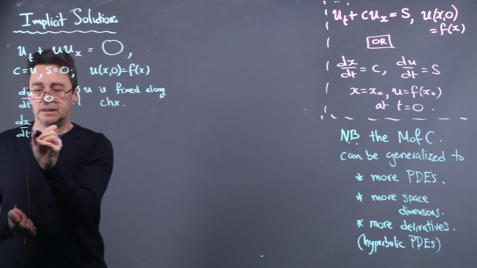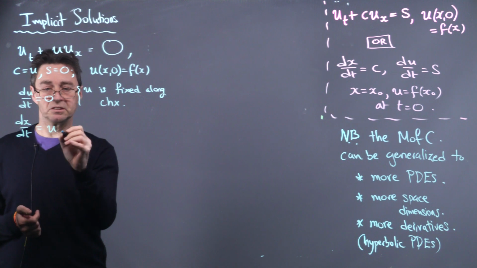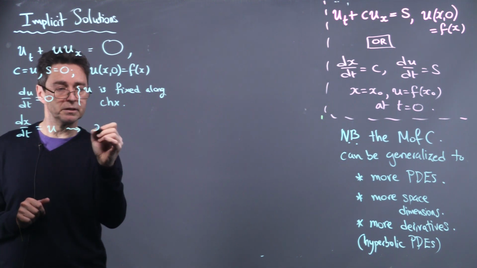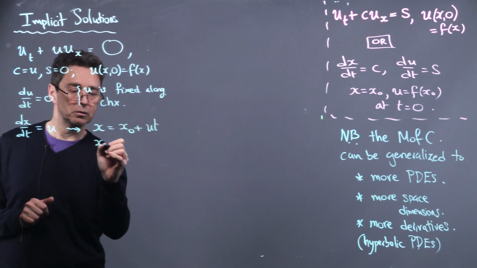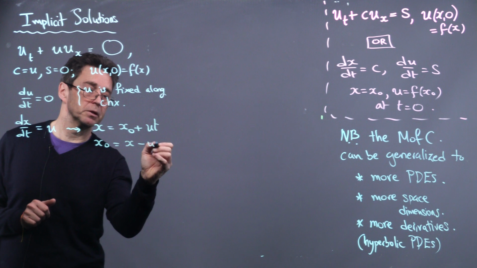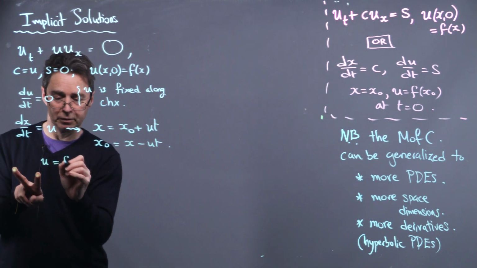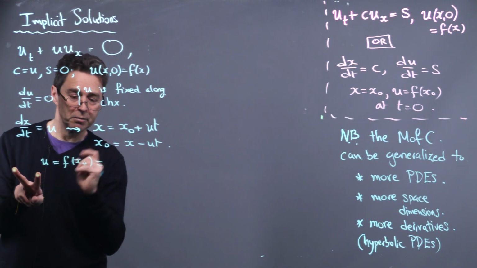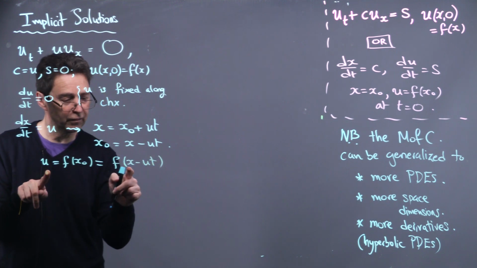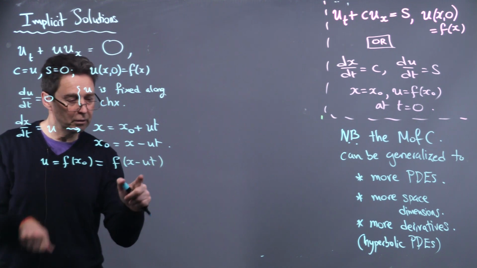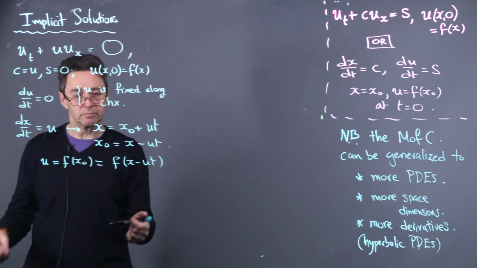And dx/dt is equal to c, that's u, but since u is constant along the characteristic, that's essentially just a constant now. And so I can just immediately integrate this to find that x is x0 plus ut, or x0 is x minus ut. And the starting value from here is that u is equal to f of x0. So eliminating x0 gives us this equation here. So u is f of x minus ut. So to get u, I need u. This is circular, right? And that's because this is an implicit solution.